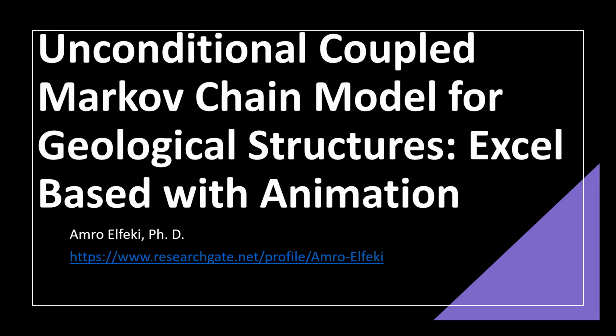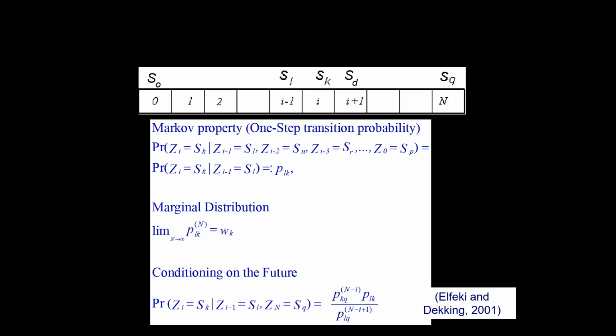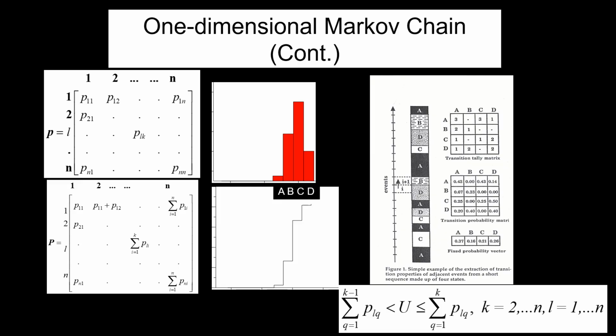Let's unpack the unconditional two-dimensional coupled Markov chain model. The Markov property: tomorrow depends only on today, never the full past. One matrix now sets the odds of moving between states.